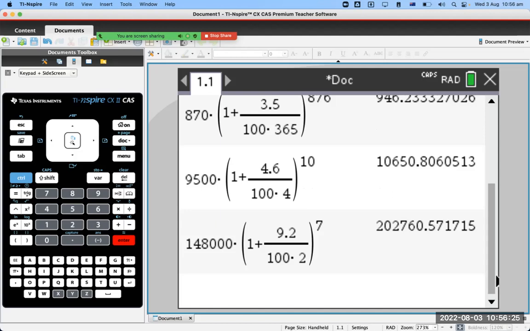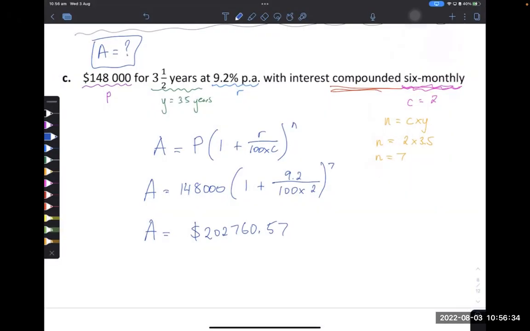Give me a sec, it's going to load. So what is that? What is this number here? $202,760.57, right? What does this actually mean? What number does this actually mean? No, like, what does this whole thing mean? No, it doesn't round up. We'll leave it at 0.57.